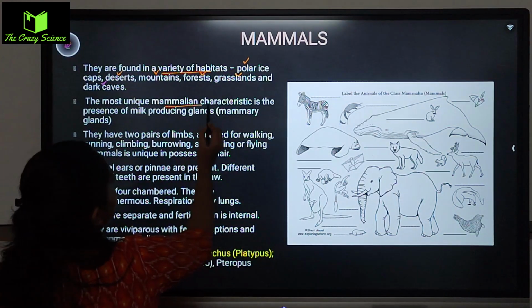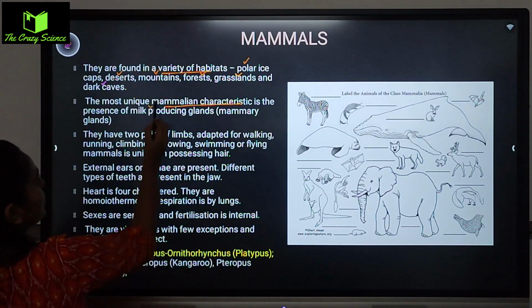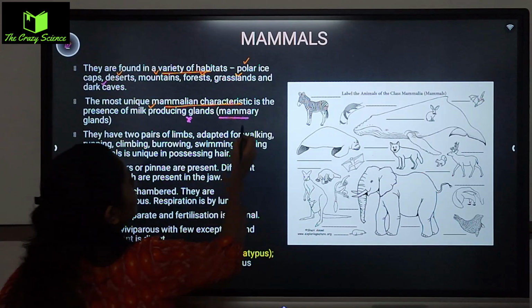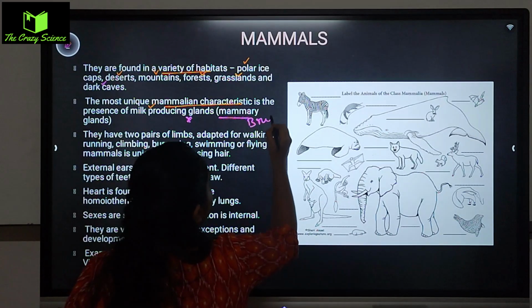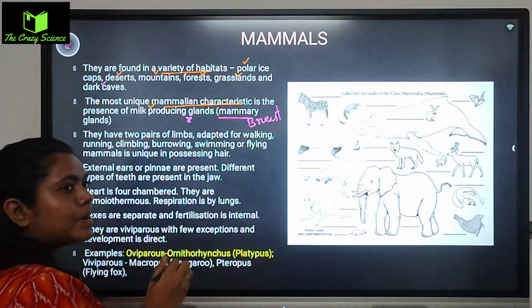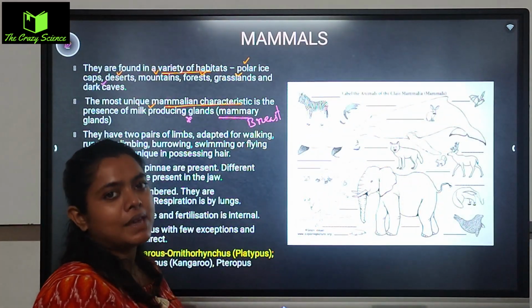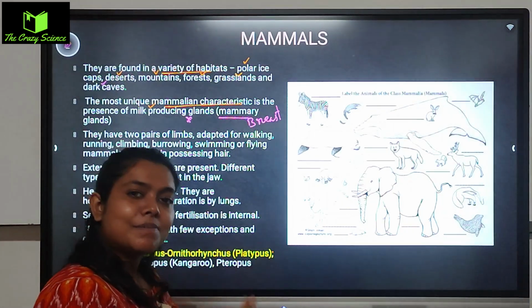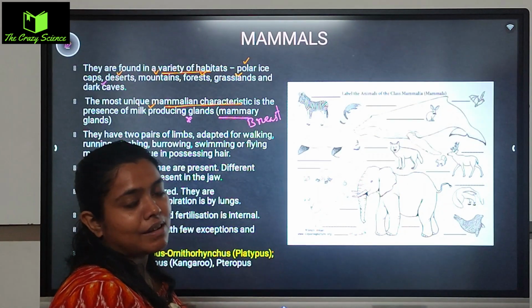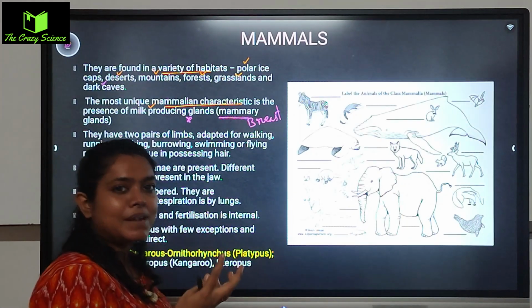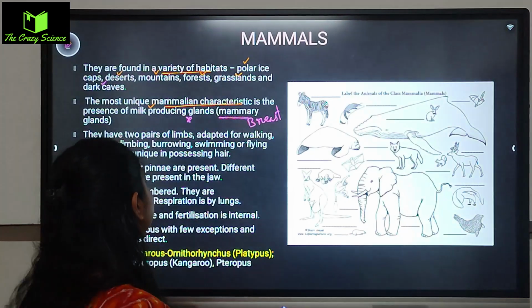The most unique characteristic of mammals is the presence of milk-producing mammary glands, meaning they have a breast. That breast is used to feed the baby, the milk. For that reason the breast and the mammary glands are there. In males the mammary glands are not developed; in females they are developed to feed the babies.